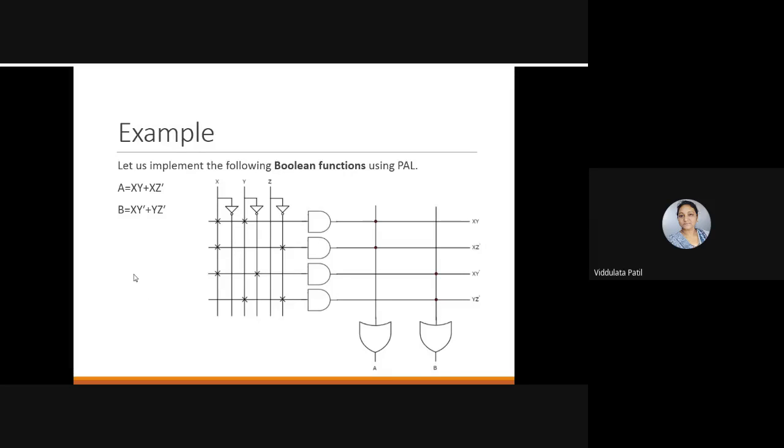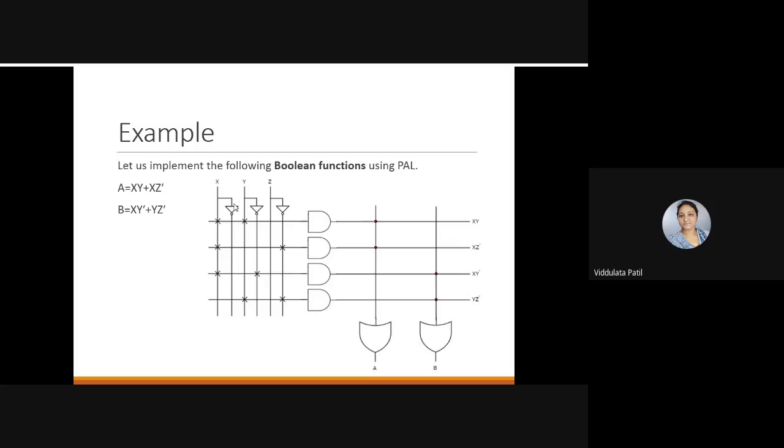So let us take one example of this programmable array logic. Okay. So here we have two Boolean functions. One is A, that is, the Boolean expression A is equal to xy plus xz bar, and another function B is equal to xy bar plus yz bar. Okay. Now here, in a programmable array logic, as we have the AND array programmable, that means connections which are available at the AND gates are programmable. But whatever connections that are available at the OR array are fixed.